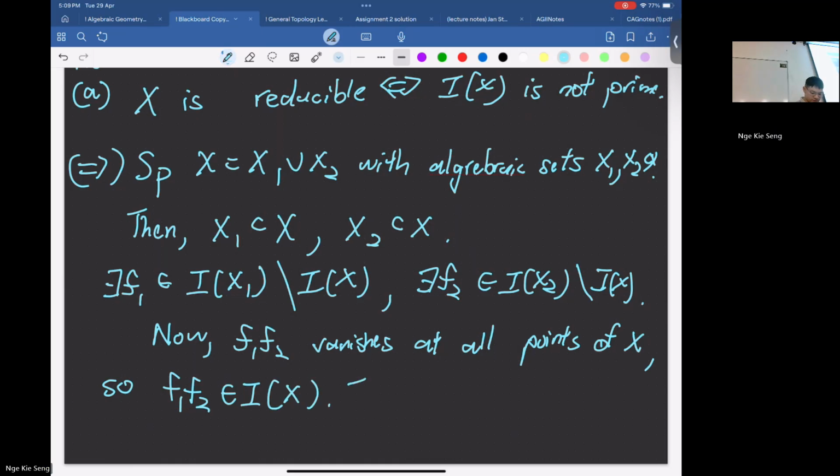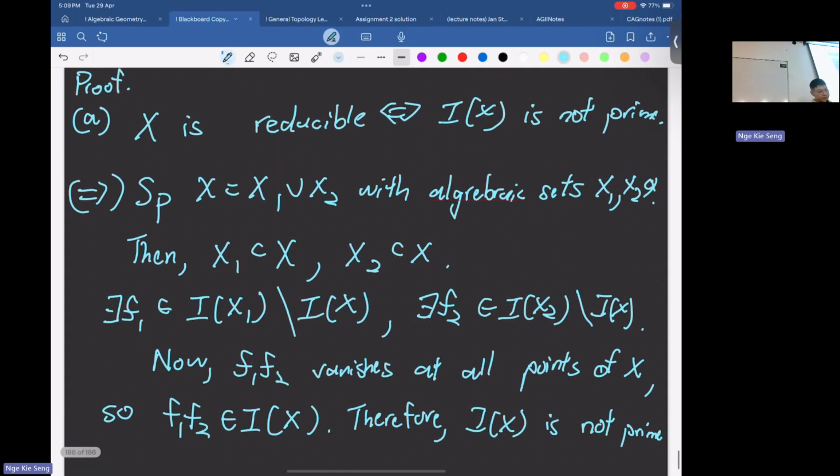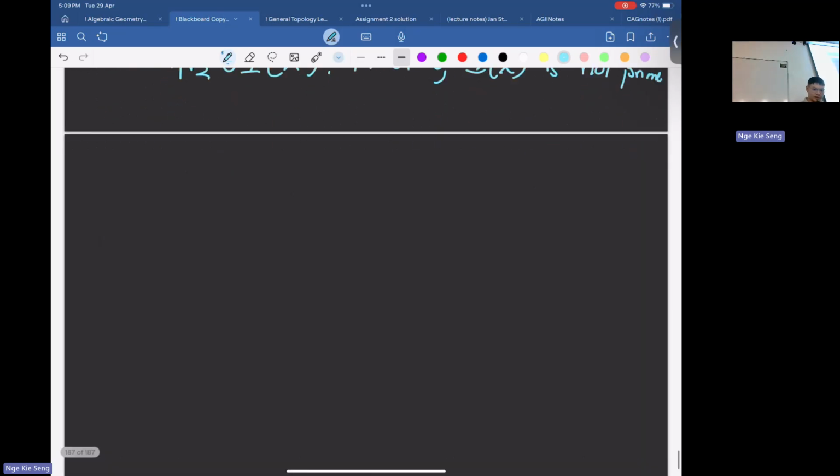Therefore, I(X) is not prime. So you can split an element into two elements that both don't live in I(X), because if it is prime, then one of them must live in I(X). This is really important: an irreducible algebraic set corresponds to a prime ideal. That's very important here. How about the other direction?